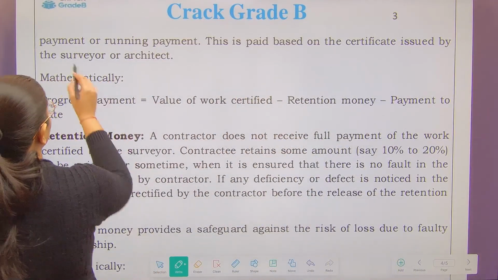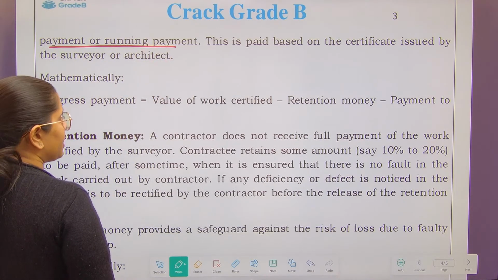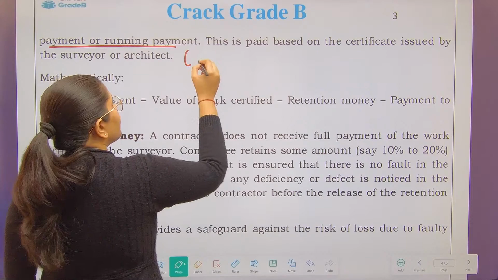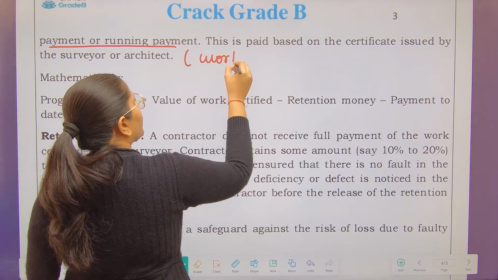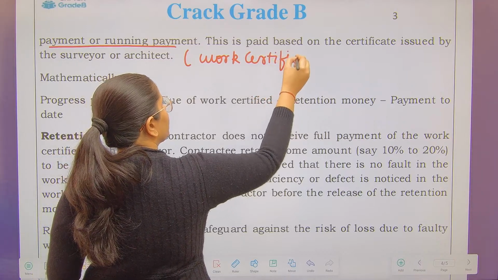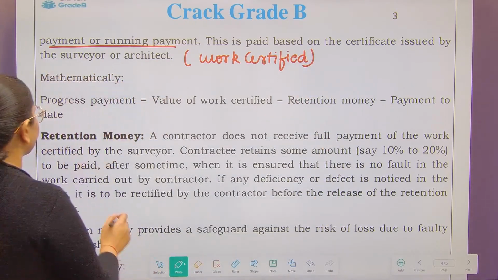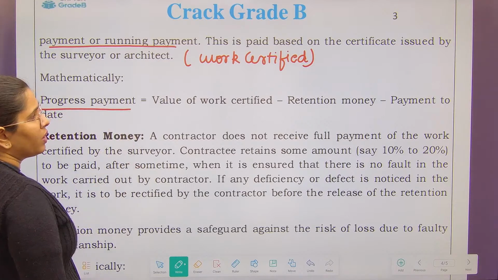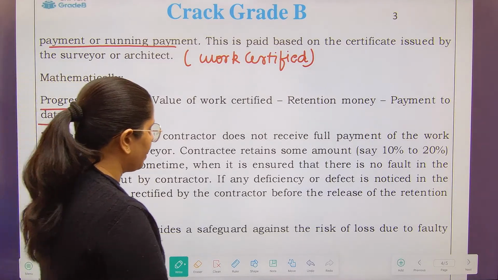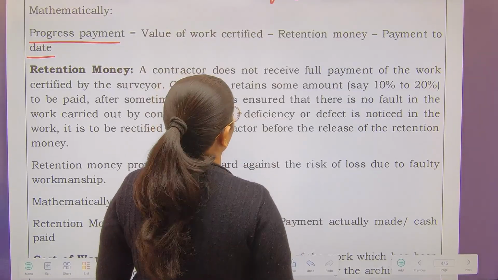So see, payment or running payment is paid based on the certificate which is issued by the surveyor. This is what we call work certified. So progress payments are always received on the basis of work certified. Next, progress payment is value of work certified, less retention money, less payment to date. This is how it will be calculated.